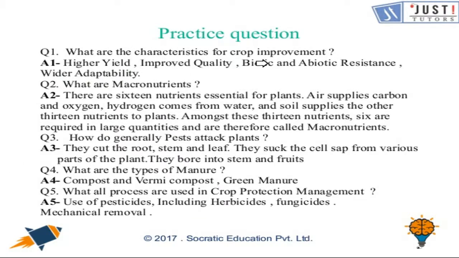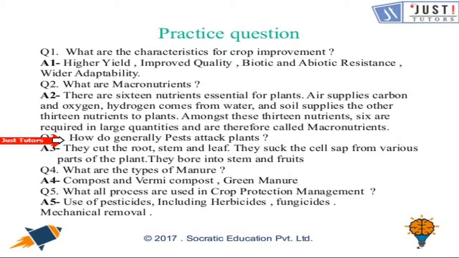So, what are the characteristics for crop improvement? Higher yield, improved quality, biotic and abiotic resistance, wider adaptability. What are macronutrients? So basically there are 16 nutrients which are essential for plants. Air supplies carbon and oxygen, hydrogen comes from water, and soil supplies the other 13 nutrients to plants. Among these 13 nutrients, 6 are required in large quantities and are therefore called macronutrients.